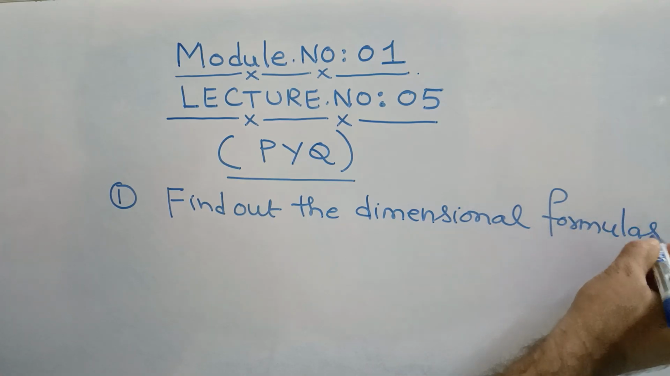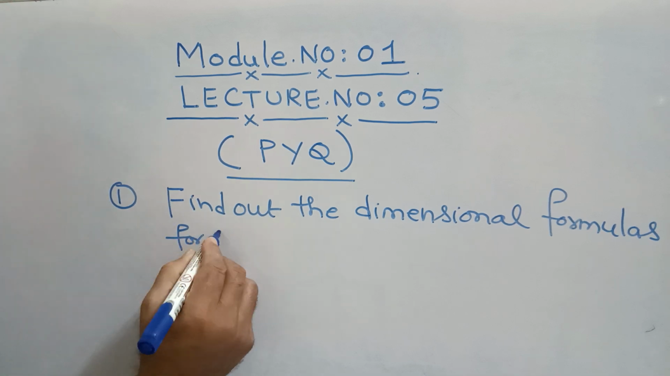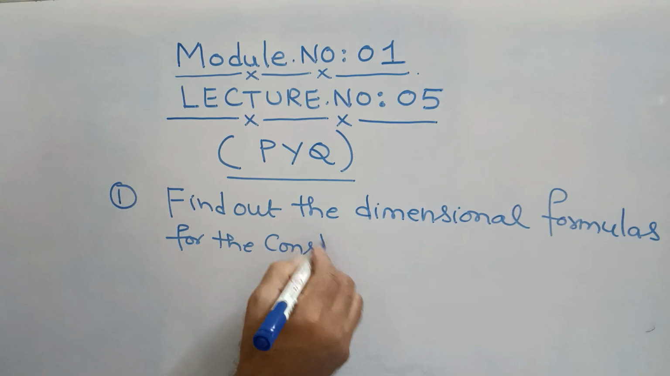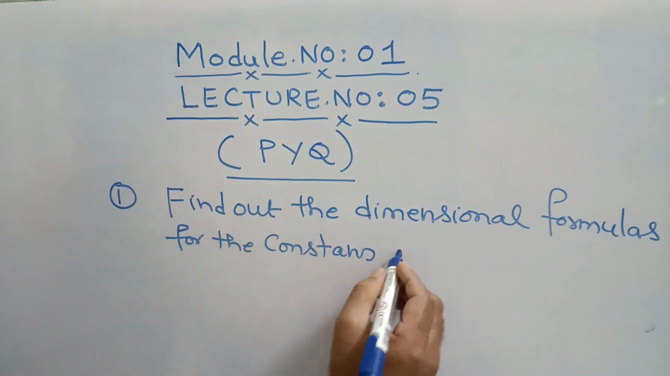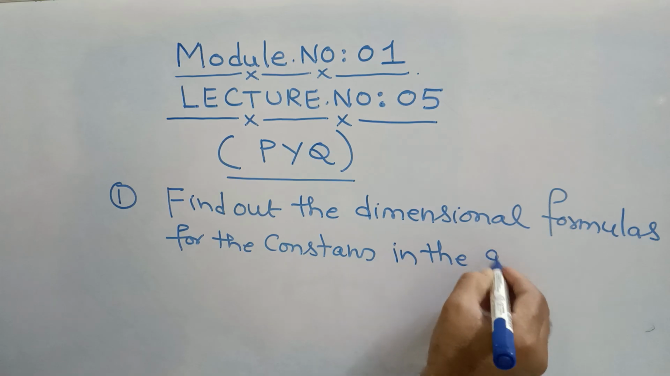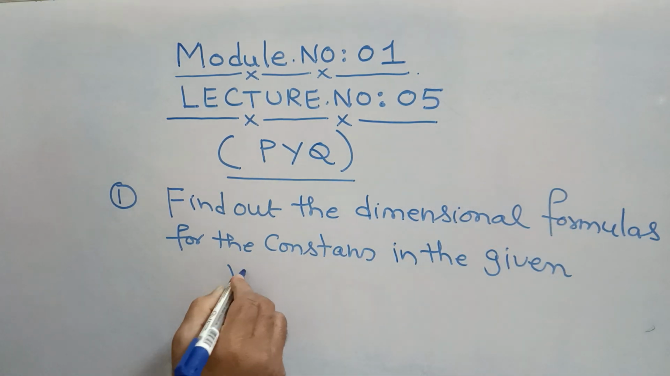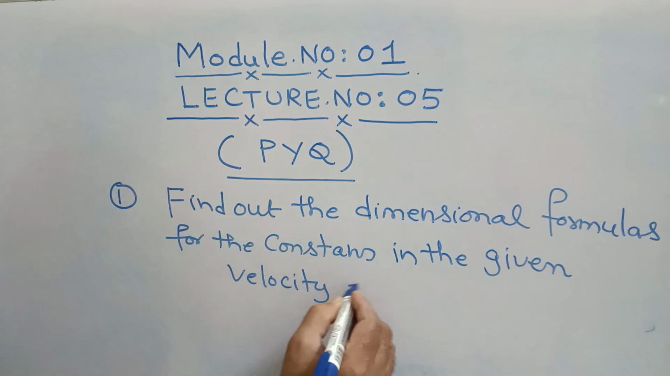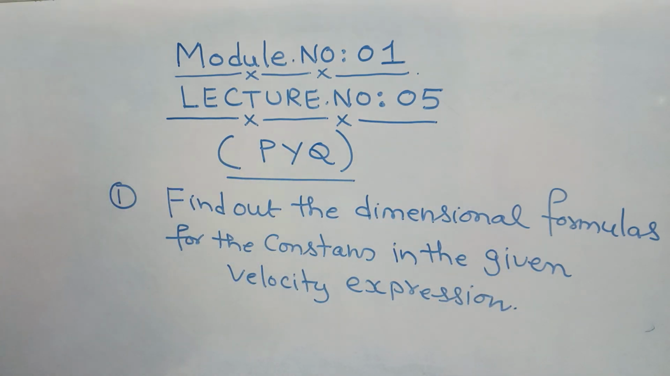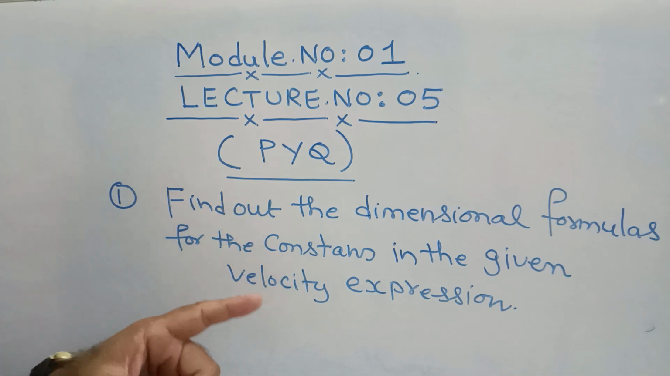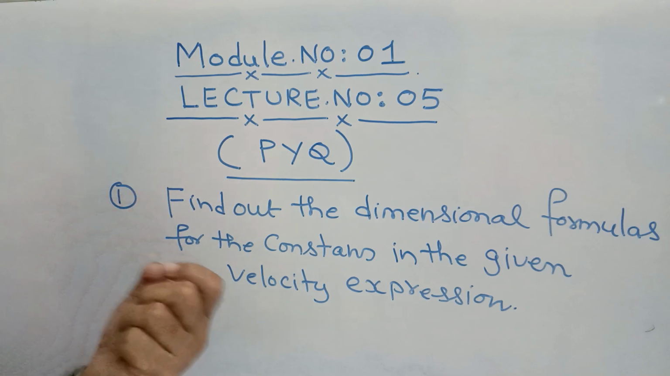Find out the dimensional formulas for the constants in the given velocity expression. One expression has been given, that is nothing but a velocity expression, v is equal to something. I will write it here for your sake. In that velocity expression we have certain constants, and for those constants we are asked to find the dimensional formula.